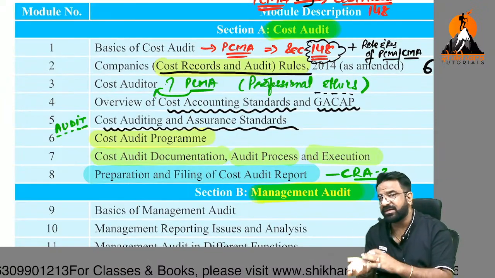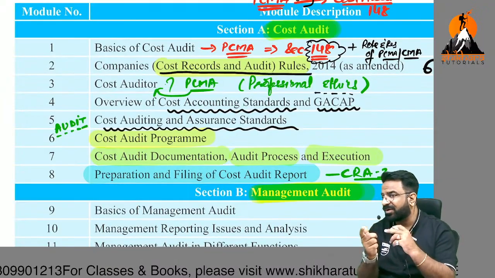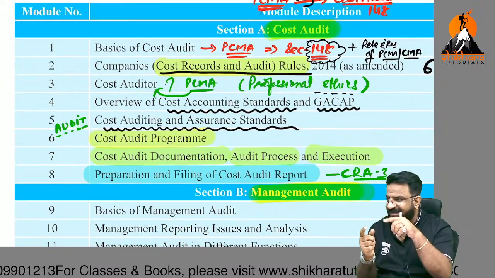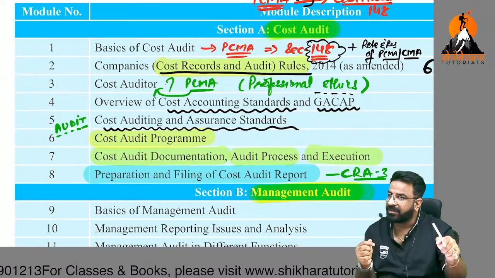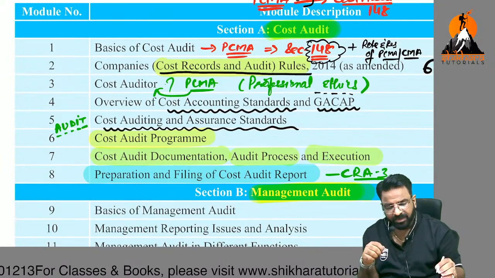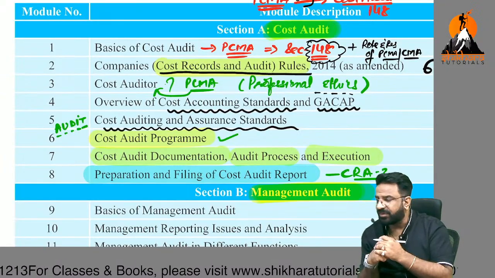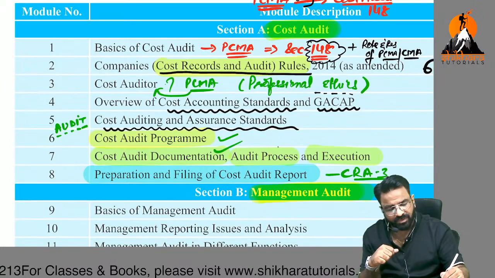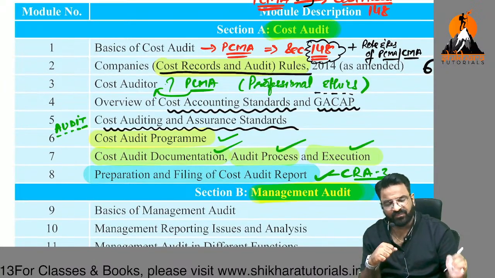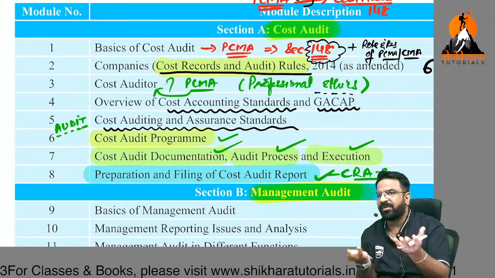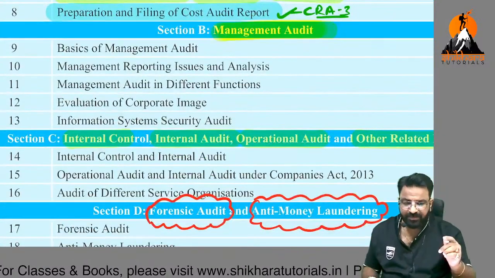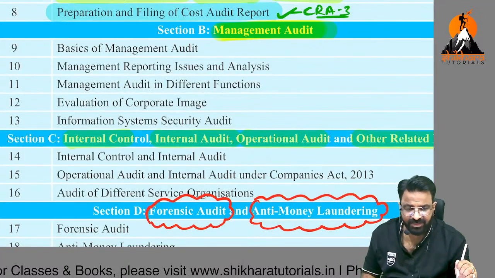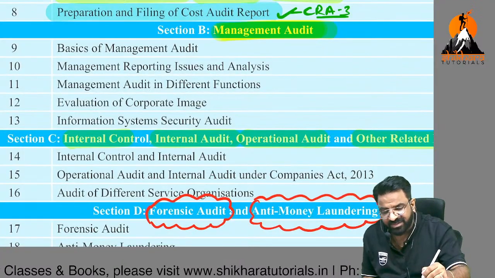Cost auditing standards are there, but we don't call them cost auditing standards, because otherwise it will be confused with CAS. So it is CAAS, cost auditing and assurance standards. Am I correct? And the next one is what? Cost audit program. The next one is cost audit documentation, process and execution. And finally, we'll prepare our report. Our cost audit will be over. Now, what is the next thing? Management audit. What is the next thing, everyone? Management audit.